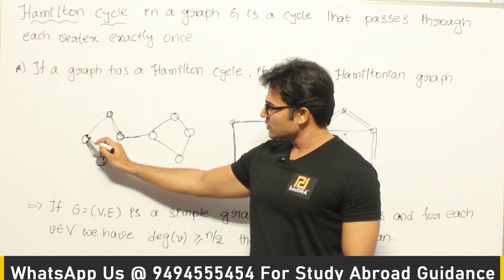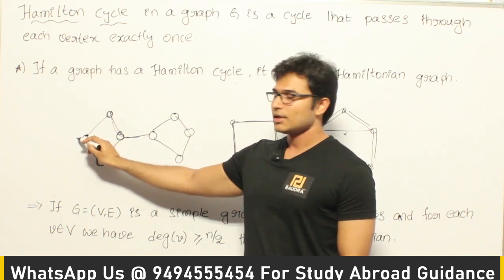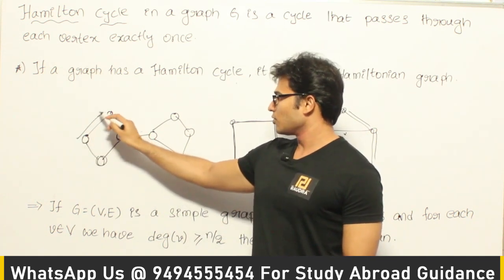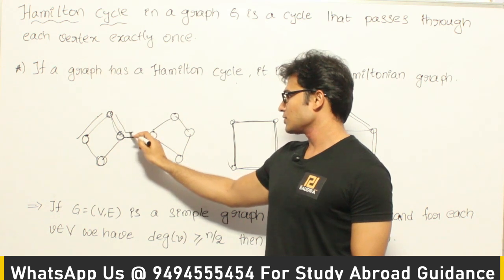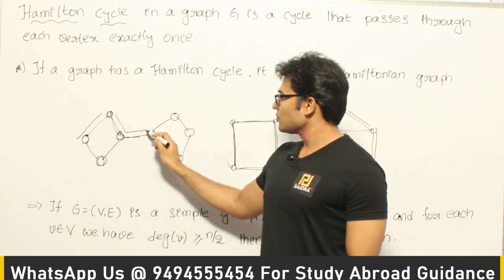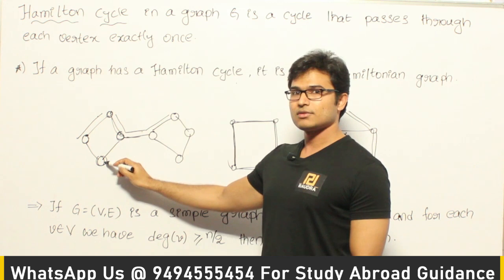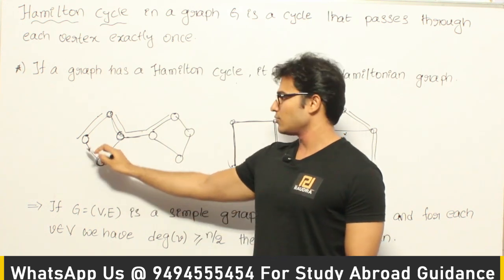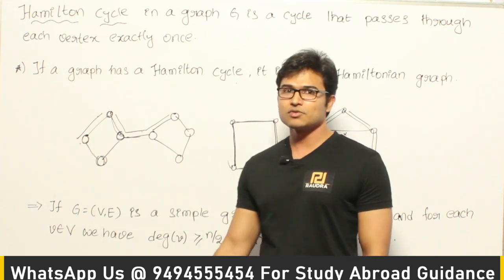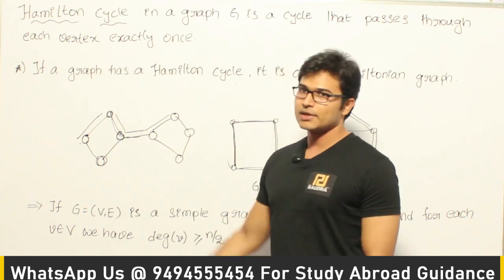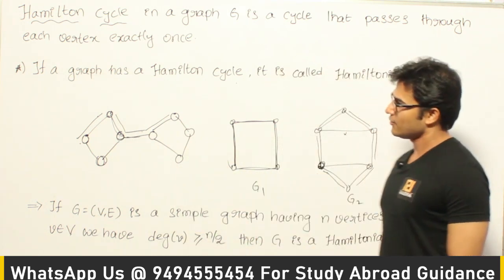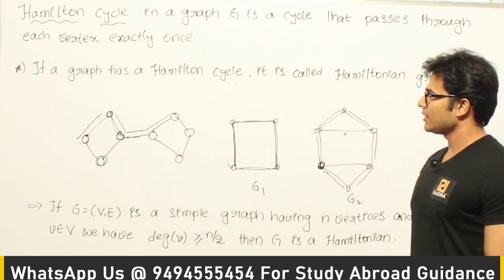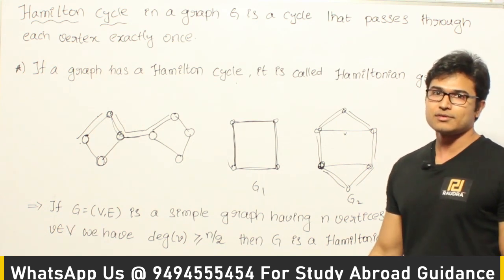Or if you want to check it, you start from here and you try to go this way. Once you go this way, in order to cover these vertices, you might have to come back, or in order to come back to the vertex where you started, you might have to cross them again. Therefore in this graph there is no Hamilton cycle, and every graph need not be Hamiltonian, right?